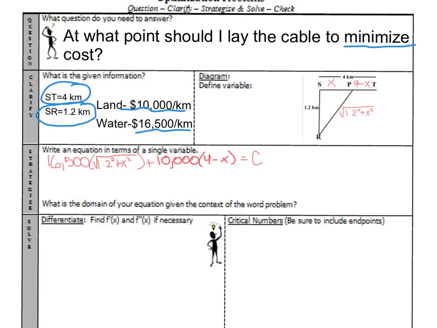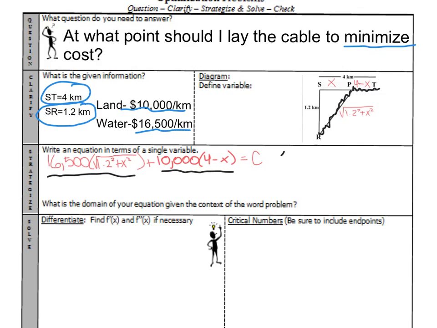Now, what we are going to be doing is laying cable along the river here and then along land. So it's going to be the total distance of the square root of 1.2 squared plus x squared, and that cost is $16,500. So that's how I get the first piece. And then we're going to add it to the cost of laying it on land, which would be the 4 minus x, and the cost is $10,000. Great, so now we have the function written in one variable. Now we have to take the derivative and find any critical points so we can find the minimum cost.